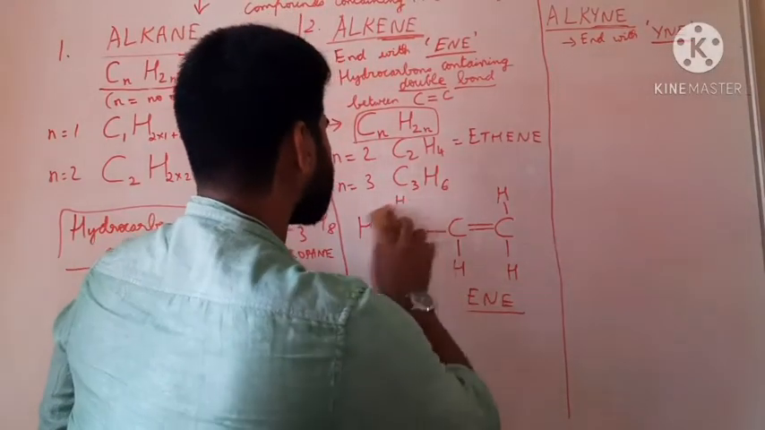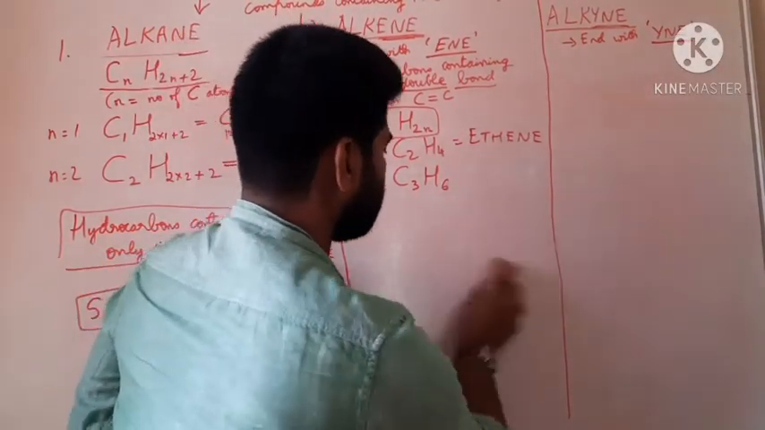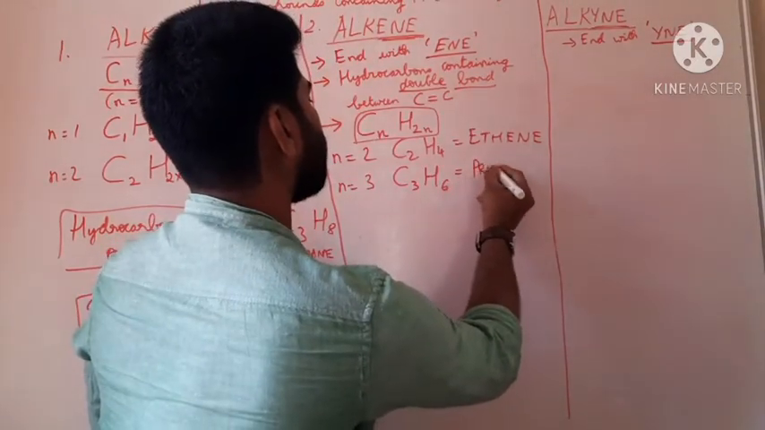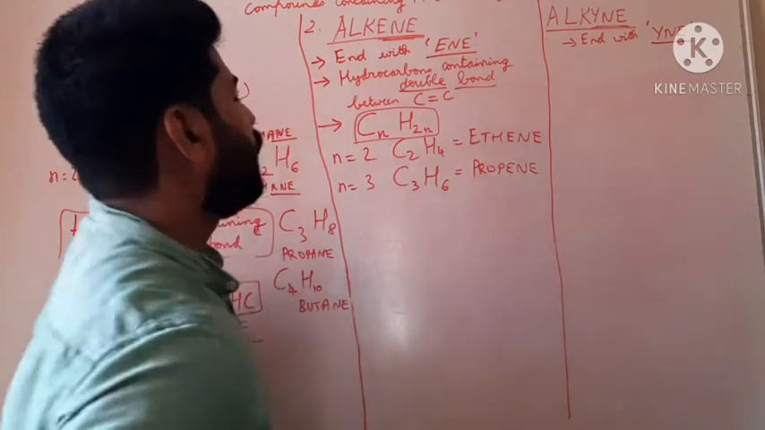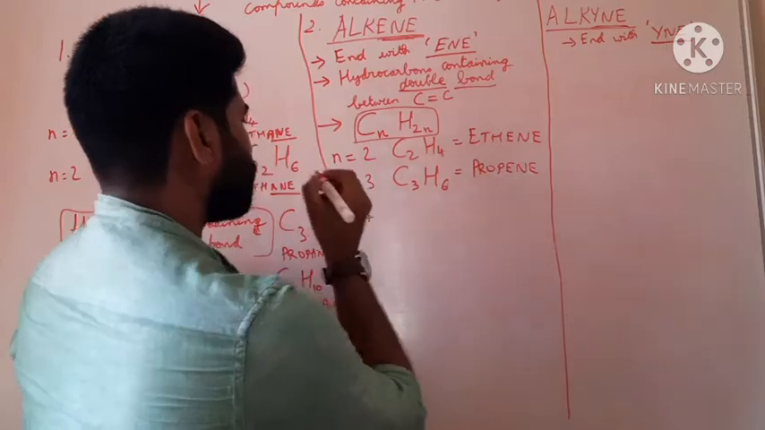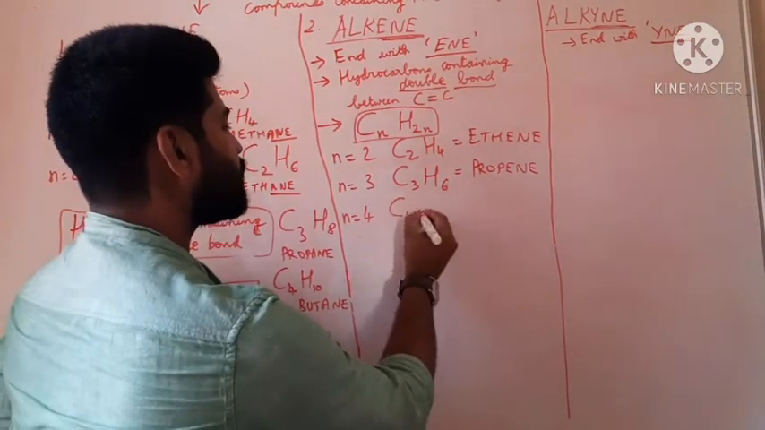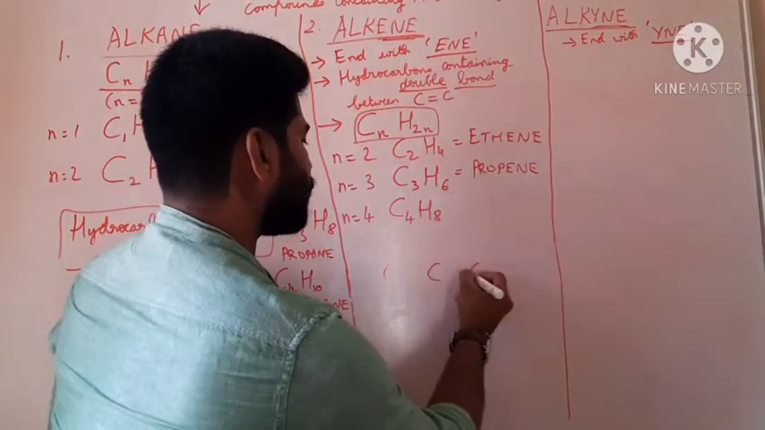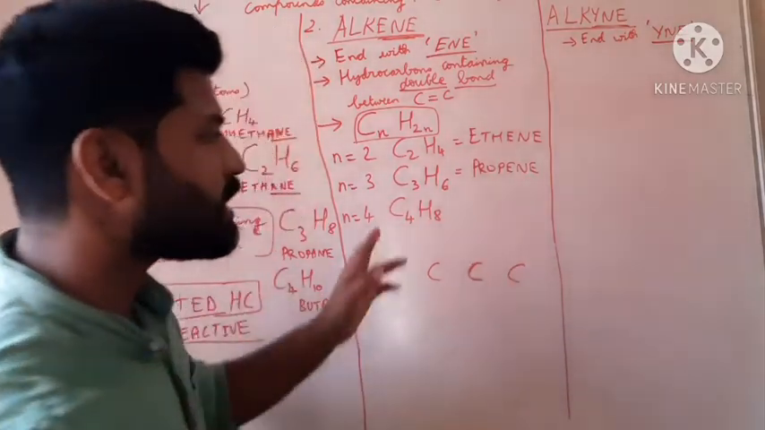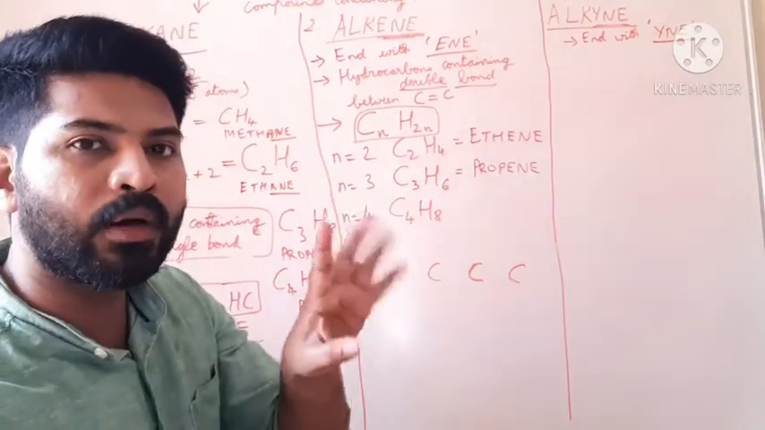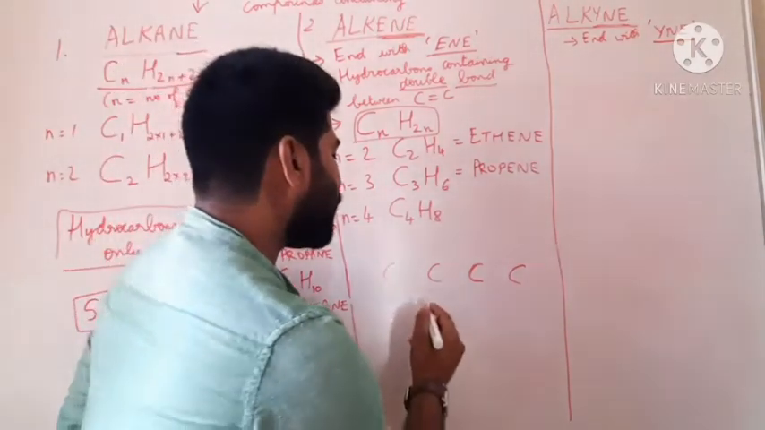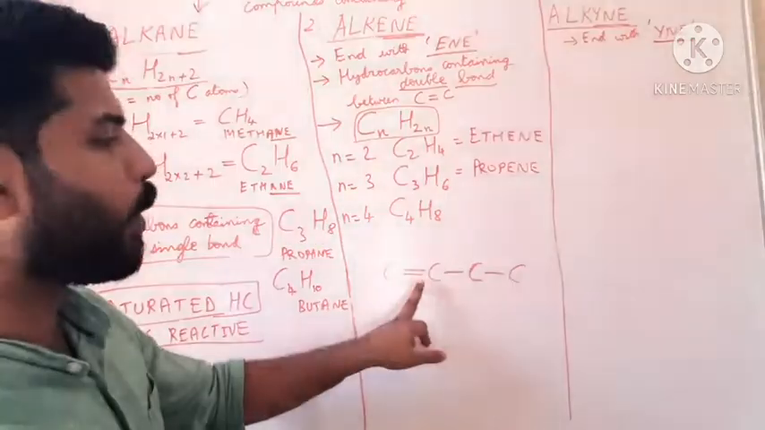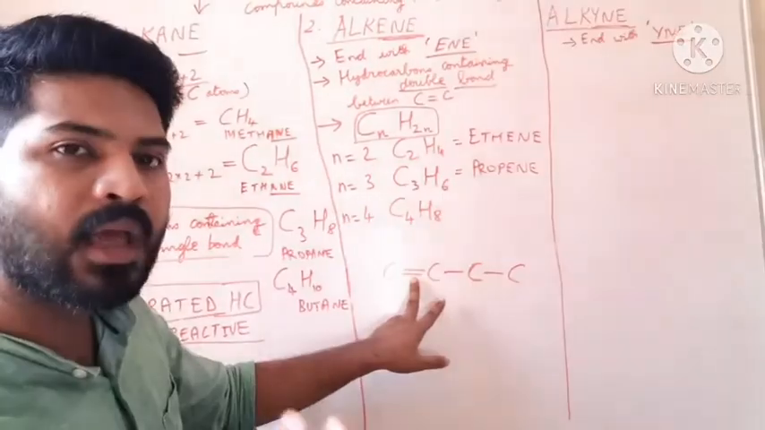Similarly, let us write one more structure. This is the second member in the alkene family. If there are 4 carbon atoms, then the formula would be C4H8. Join all the carbon atoms, and in the previous case we already saw that only one double bond is sufficient. So we can put the double bond wherever you want. So I put it here in the final carbon, one double bond. It makes it an alkene.